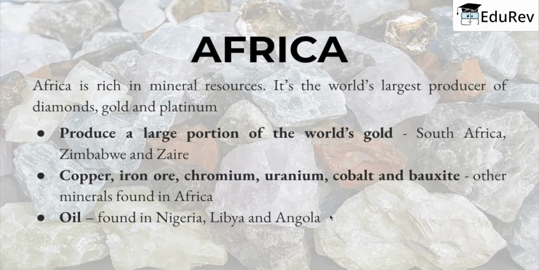Next, we move to Africa. Now, Africa is rich in what? In mineral resources. It's the world's largest producer of diamonds, gold, and platinum. The producers of a large portion of the world's gold are South Africa, Zimbabwe, and Zaire.